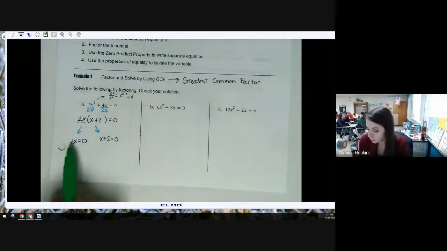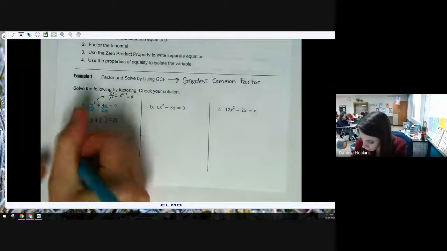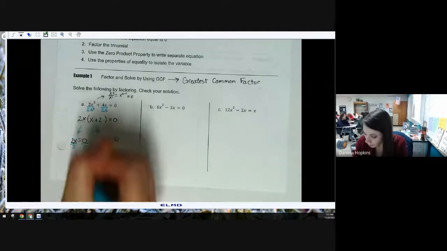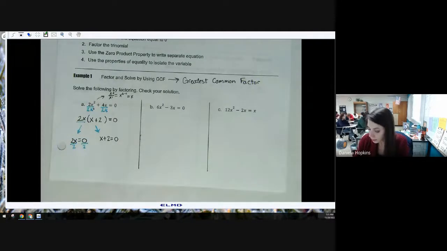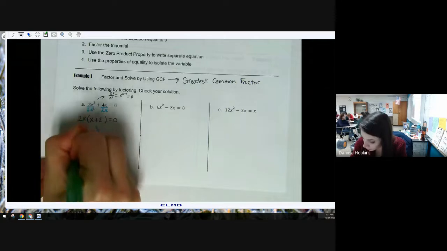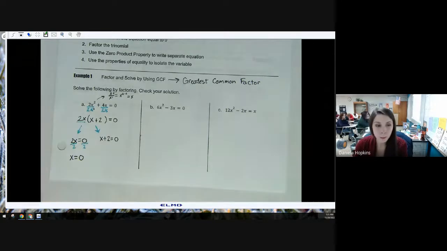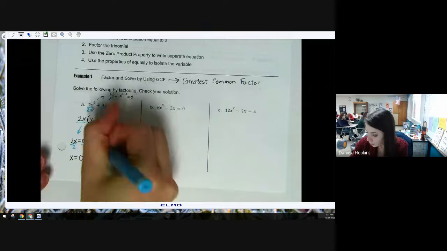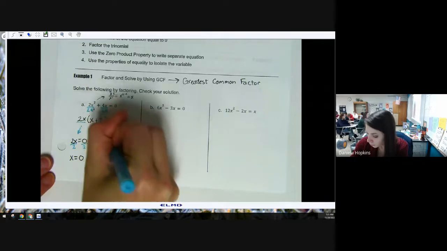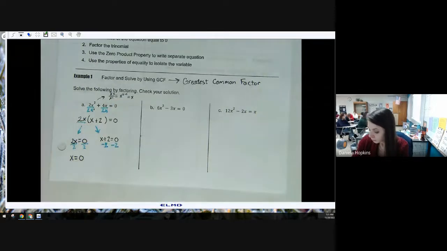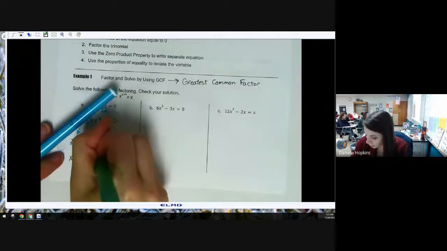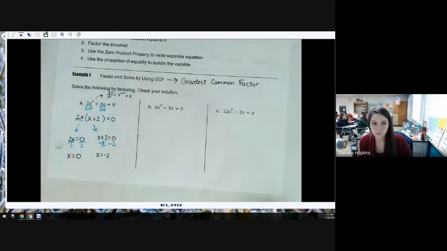So if 2x equals 0, then you can divide both sides by 2. But you see, 0 divided by anything is 0, so we have x equals 0 as one of our solutions. And here we just subtract 2 from both sides, so we have x equals -2.